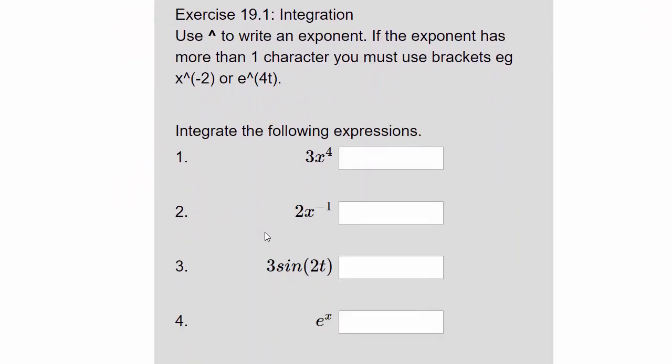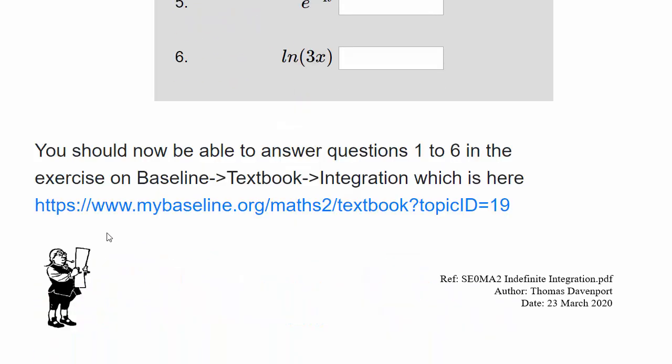You should now be able to answer the first 6 questions in the textbook, which can be found at this location here. In the next video we'll get on to integration by substitution.